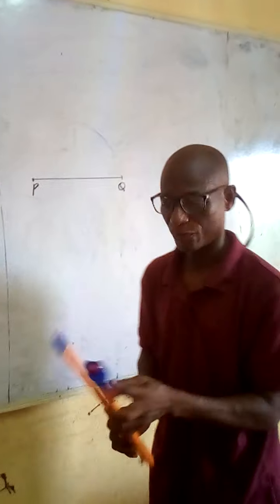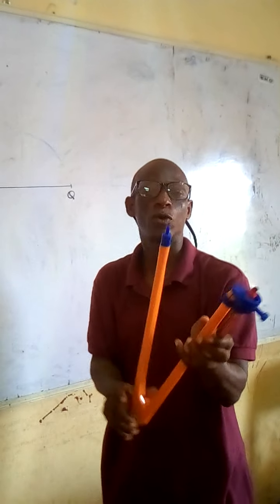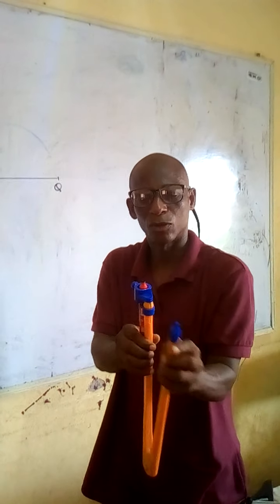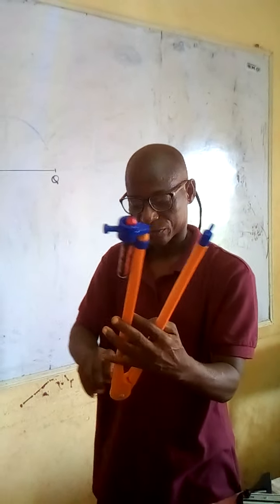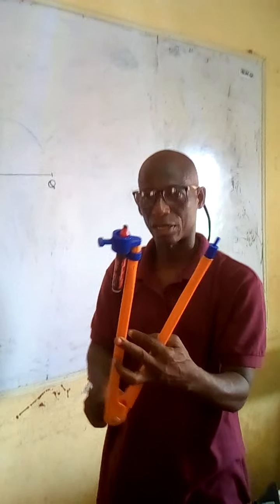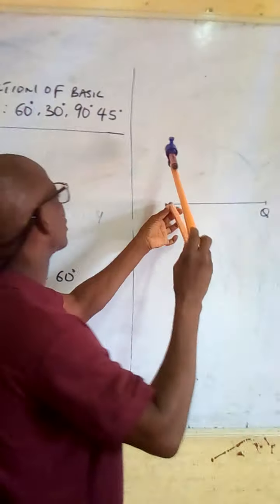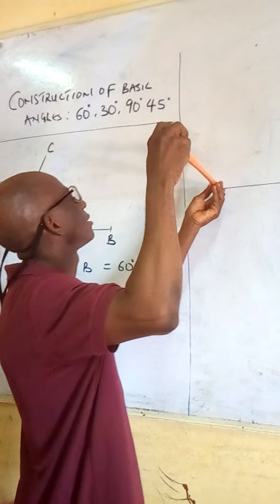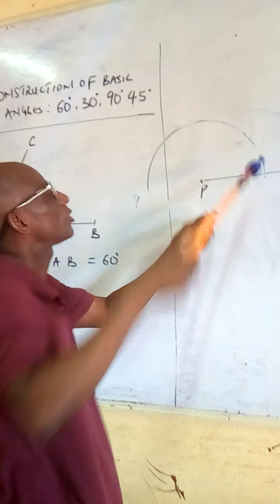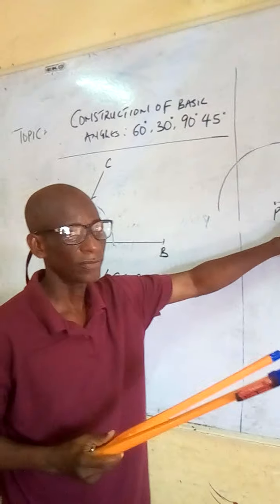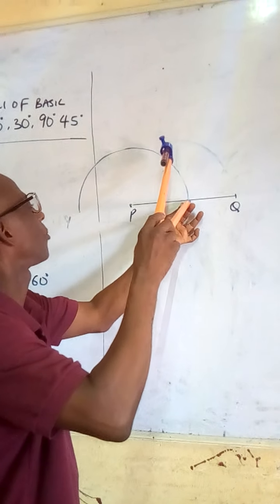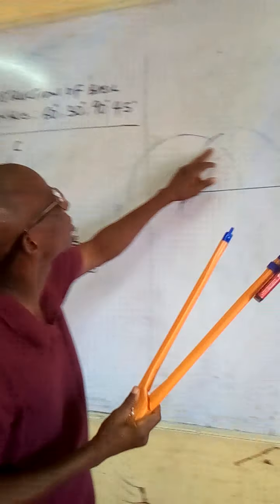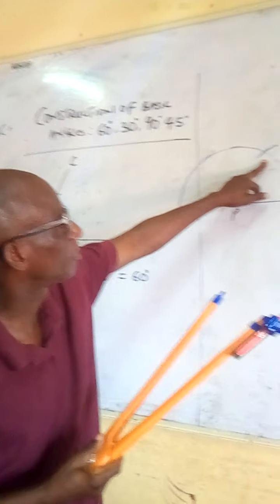If you can recollect very vividly, set your compass to a very convenient radius, not too small and not too wide. Make it convenient, making sure the compass hand is tightened. With point P as my standing point, I'm going to draw a wide semicircle to cut line PQ at a point. Using the same radius, I'll use that point where the arc cut and draw another small arc to cut the first semicircle.